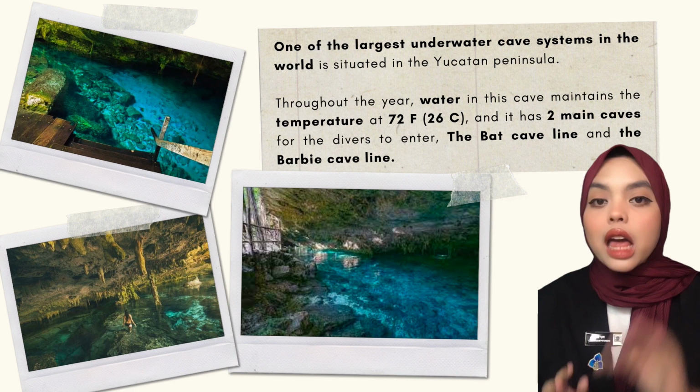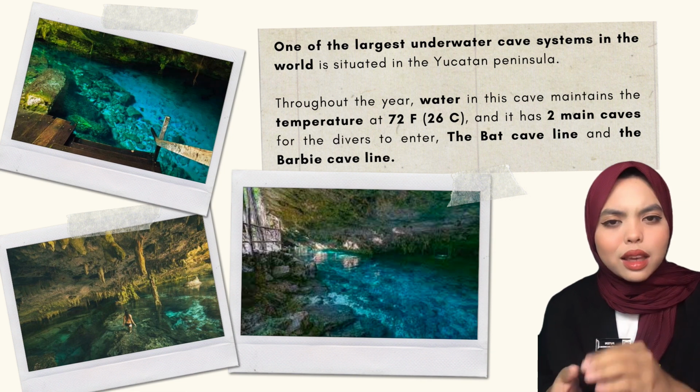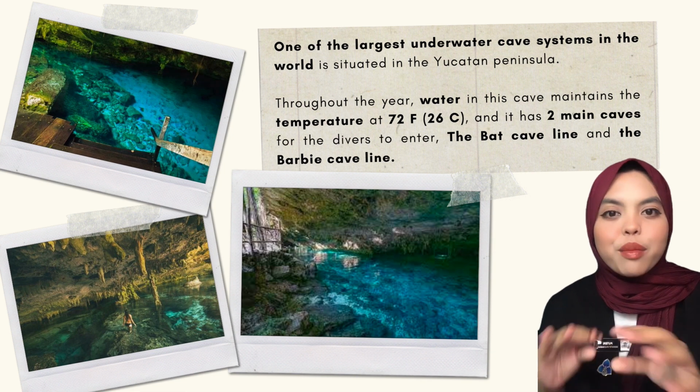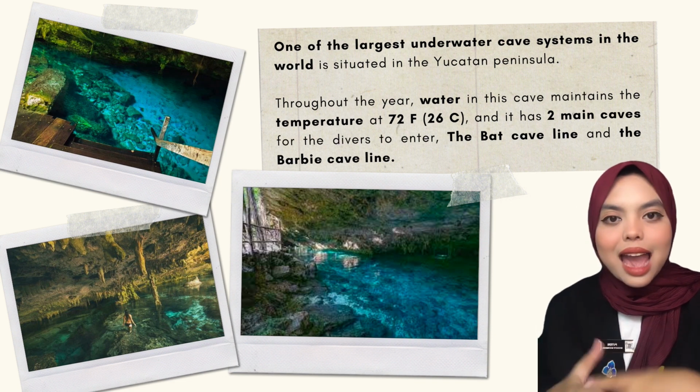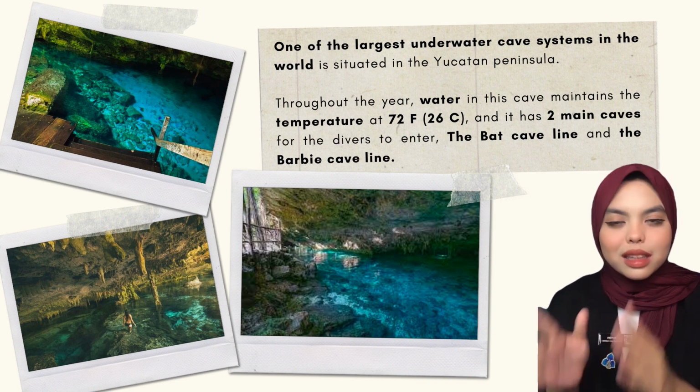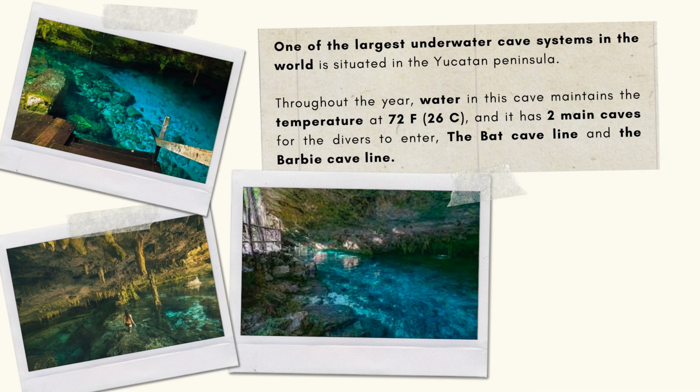And for information, the cenote got its name due to its eye-looking shape with the neighboring cave system. Throughout the year, the water in this cave maintains its temperature, which is 72 Fahrenheit or 26 Celsius, and it has 2 main caves for the divers to enter, which are the Bat Cave line and also the Barbie Cave line. Interesting, isn't it?